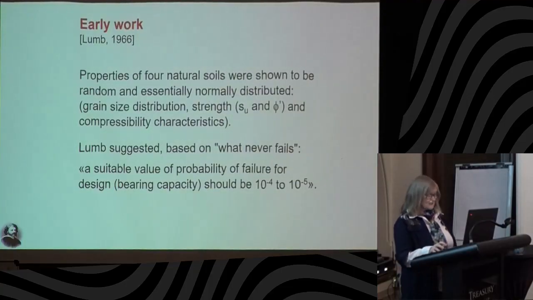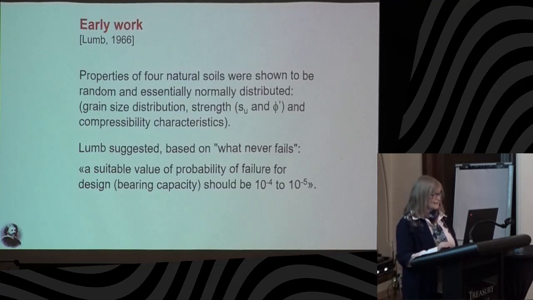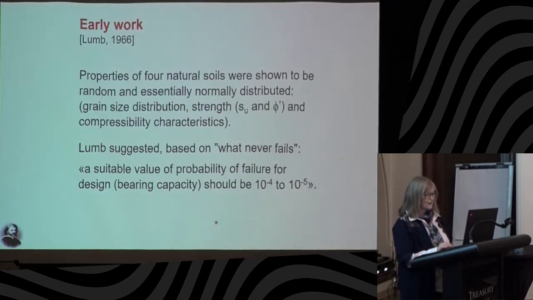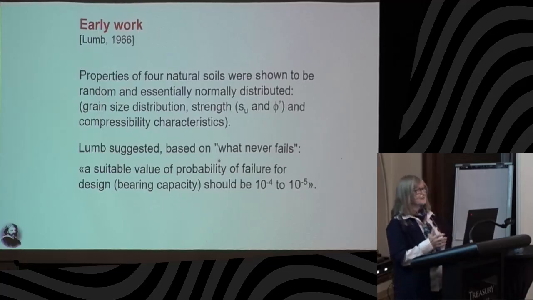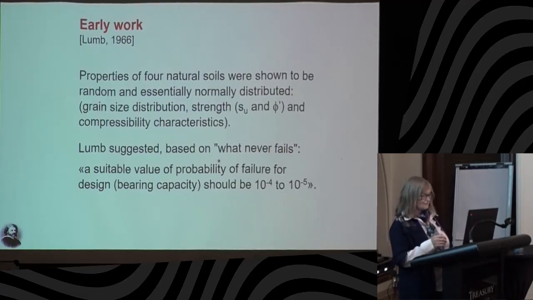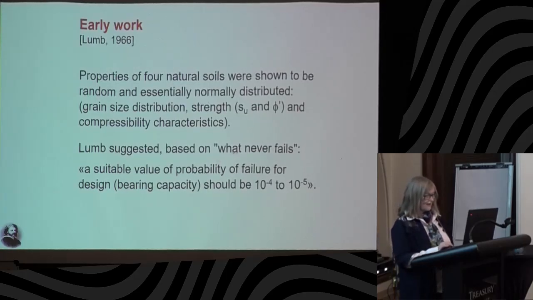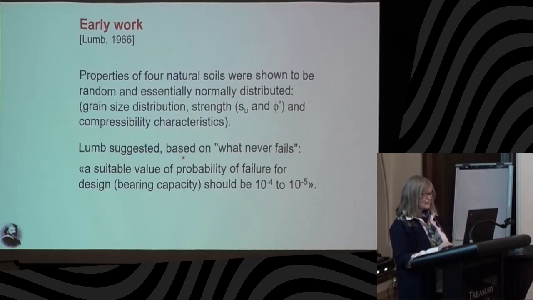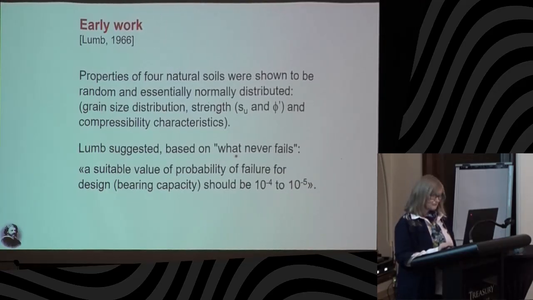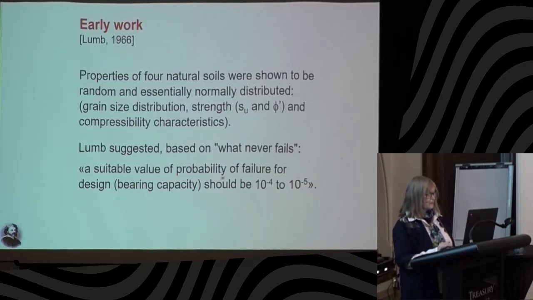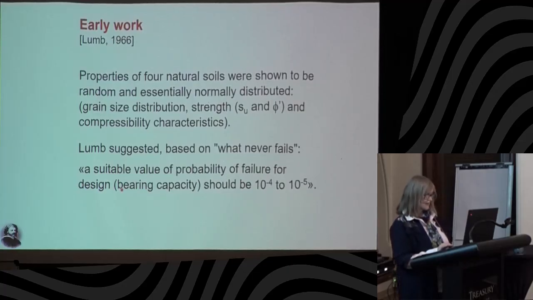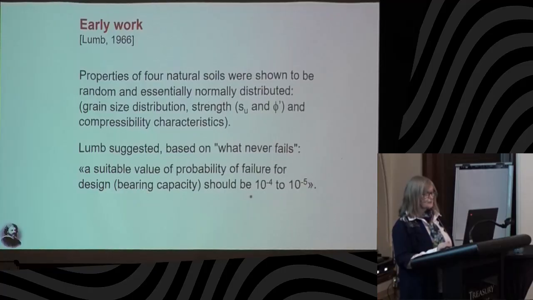Early works on the aspect of risk and uncertainties: 1966, Peter Lumb in Hong Kong. He started describing soil properties as a function of their uncertainty, looking at the mean and the standard deviation. And he suggested, based on what would never fail, a suitable value of probability of failure for design, bearing capacity, should be 10 to minus 4 to 10 to minus 5.